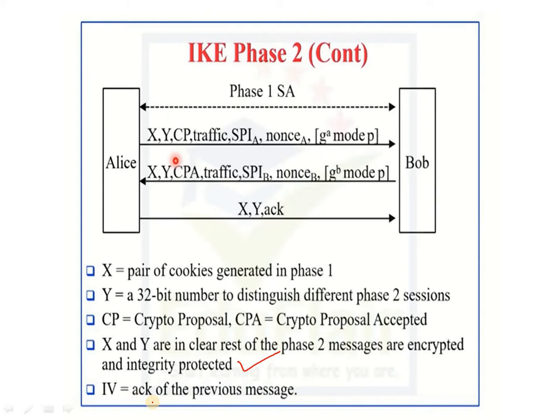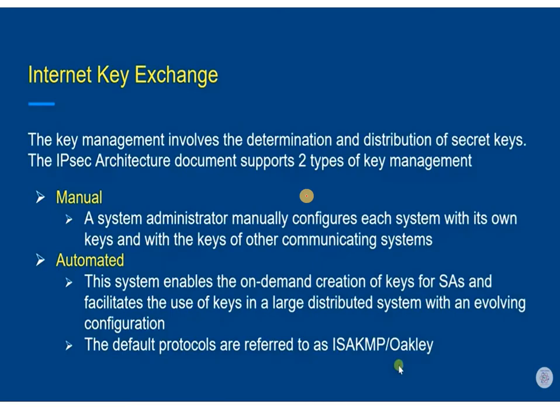This acknowledgement is passed from Alice to Bob after receiving all the information. You can see here Alice will first send all the information to Bob. Bob will also send the information to Alice, and later Alice will acknowledge to Bob by using the cookies as well as the 32-bit number to distinguish the phase 2 session. Okay, so this is about phase 2.